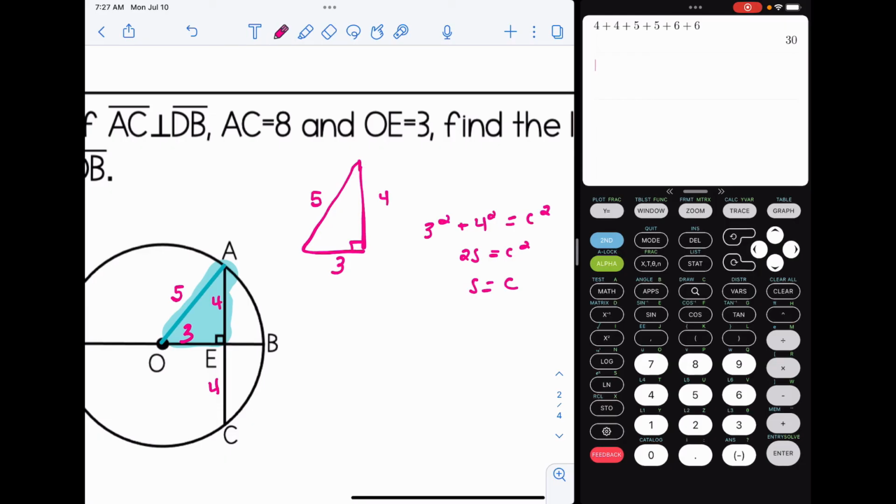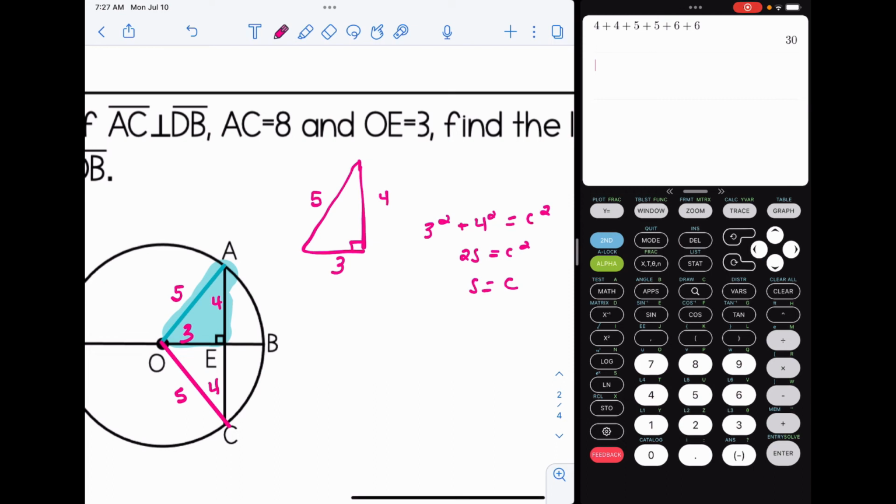Here's why this is helpful to me. OA, if we look at it, is a radius. A radius goes from the center of a circle to some point on the edge of the circle. Every radius in a circle is the same length. So if I drew OC, for instance, it would also be 5.